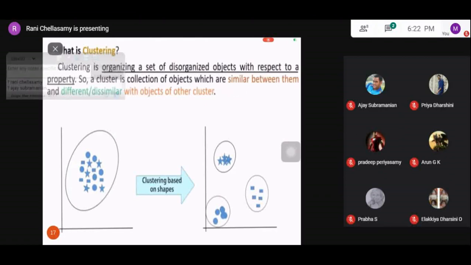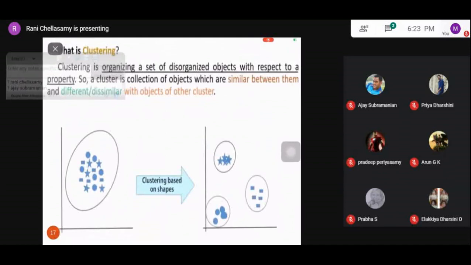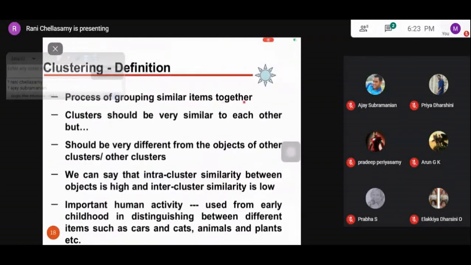A cluster is a collection of objects which are similar between them and dissimilar to the objects of the other cluster. Suppose you are given different kinds of shapes, and you need to go for clustering based on the shapes. Then you could find three clusters based on their shapes: star, circle, and square or rectangle. So clustering is a process of grouping similar items together.